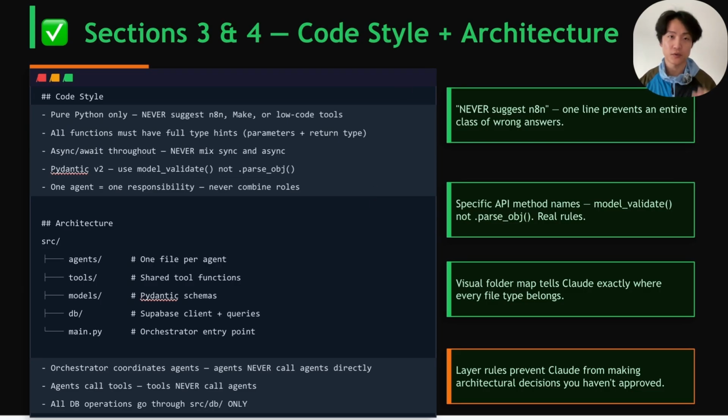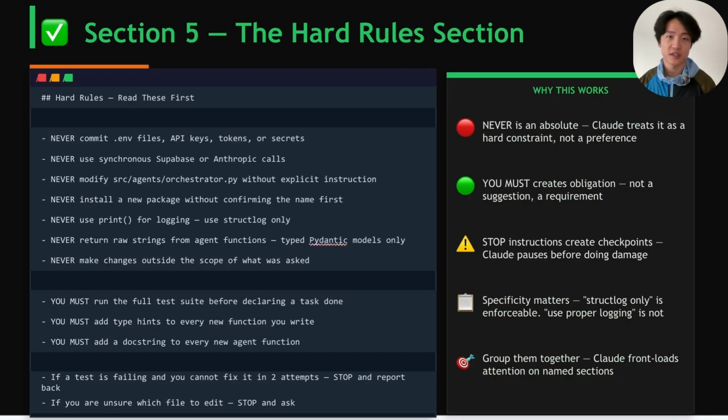So let's go on to the next section. Hard rules. This is very important. A lot of people skip this or write it so softly or vaguely that Claude ignores it or doesn't understand it. But you have to prioritize this, because the hard rules section is where you put everything that is absolutely non-negotiable. And the language you use here matters enormously.